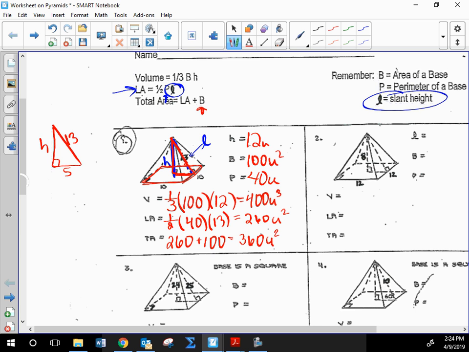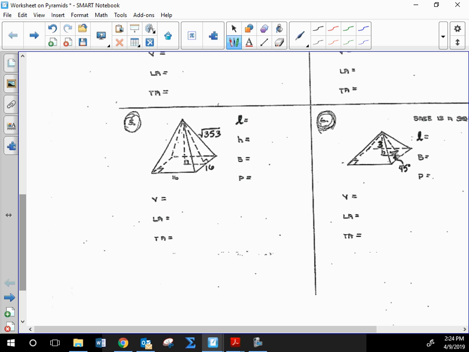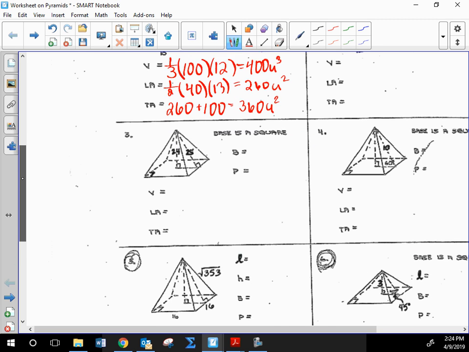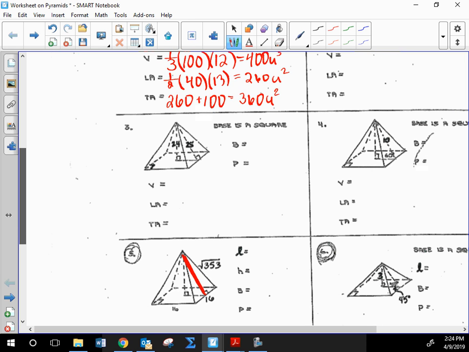I want to take a look at number 5. So number 5, they've given a square root of 353. What does that represent? What does that 353 represent, Nicole? So slant height is going to be the height of my triangle on the side there. So it's not that guy. It's talking about this here. What do we call this?